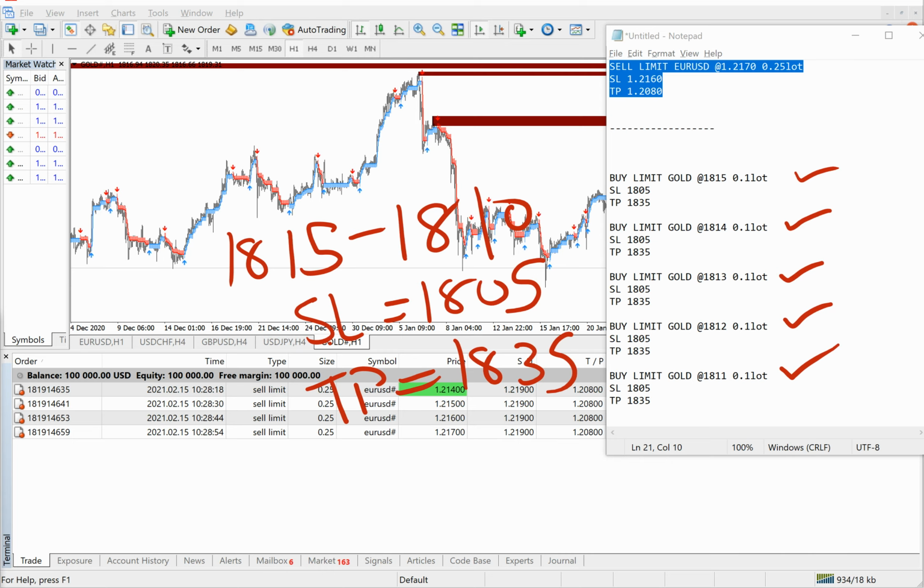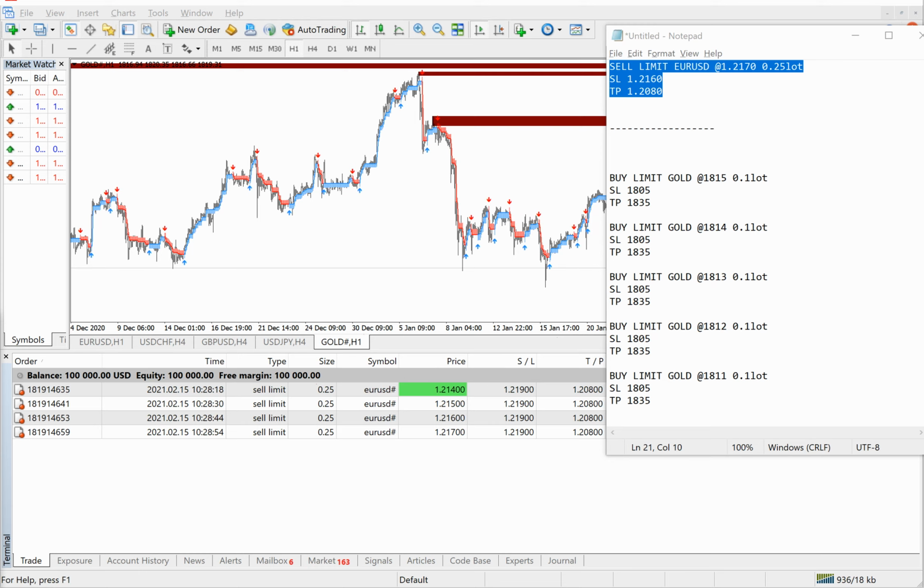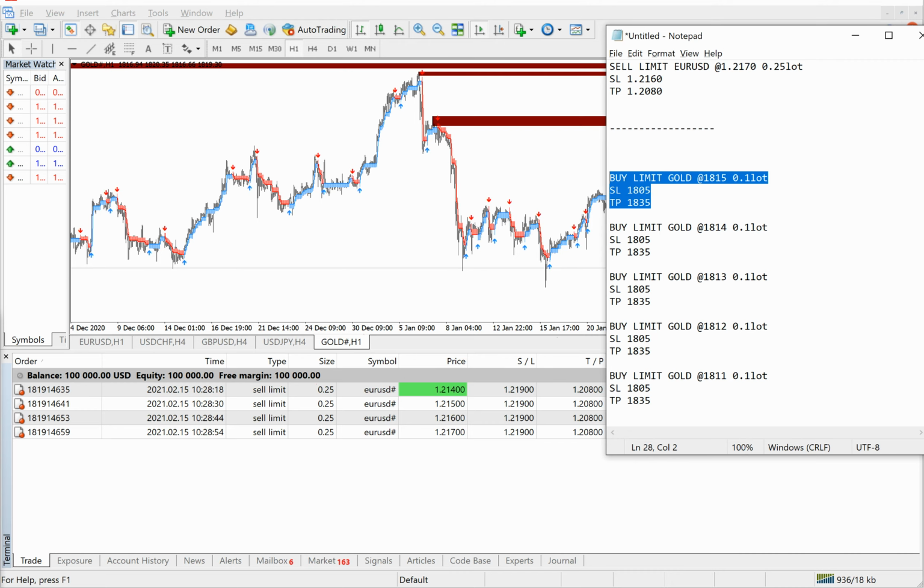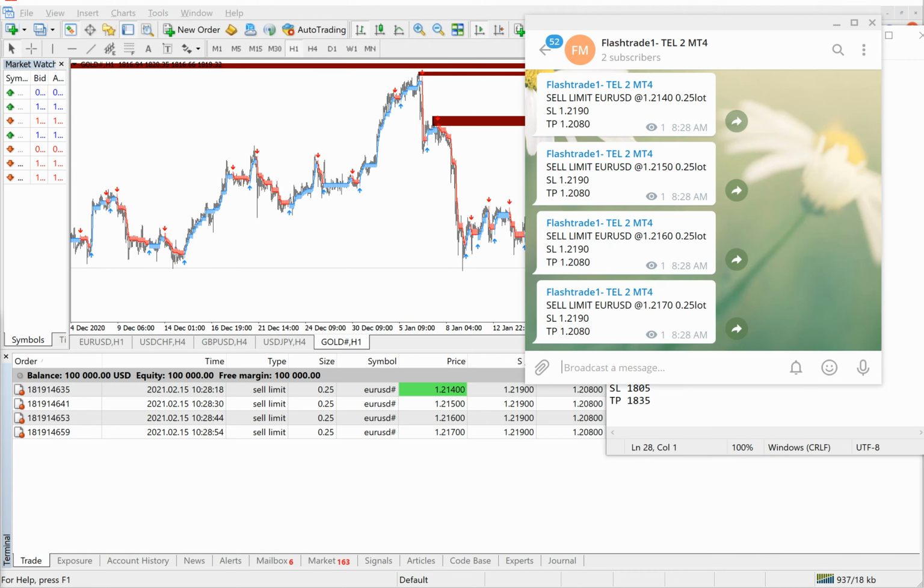In gold, the level 1 is traded with 0.5 lot size and there are 5 entries. So divide by 5. So each trade will be placed with 0.1 lot, which I have already mentioned in the order. So I will place the trade in gold over here. I'm just copy and pasting it.